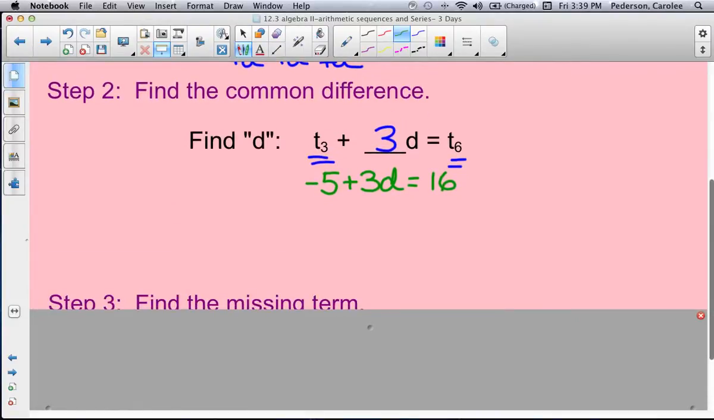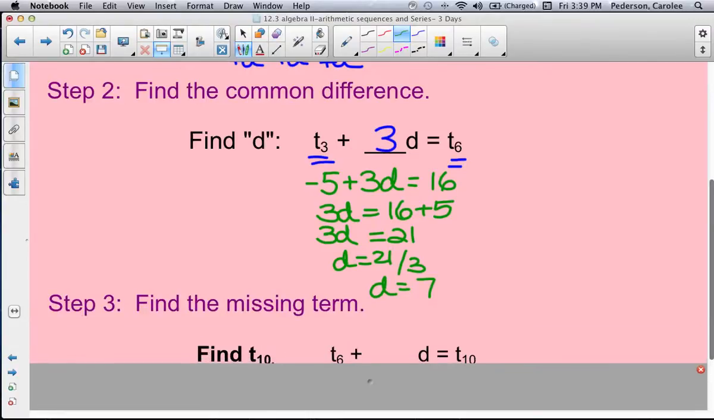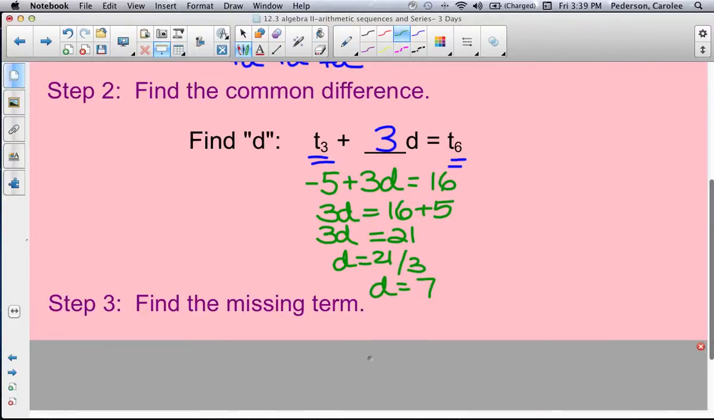So we're going to add 5 to both sides to undo that -5. So 16 plus 5 is 21. And then undo the 3, because 3 is multiplying the D. So 21 divided by 3 is 7. It is a positive 7, so that is our common difference. Now we can find the missing term.